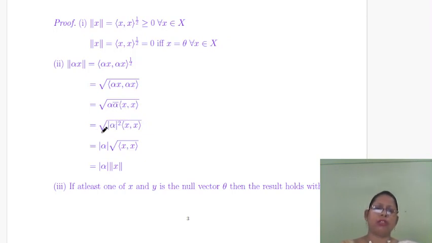In the next step, it is equal to square root of modulus of alpha square times inner product of x comma x. Now take modulus of alpha outside. This will be modulus of alpha times square root of inner product of x comma x. By definition, we know that this is equal to norm of x. Therefore, this is modulus of alpha norm of x. Next, third property.